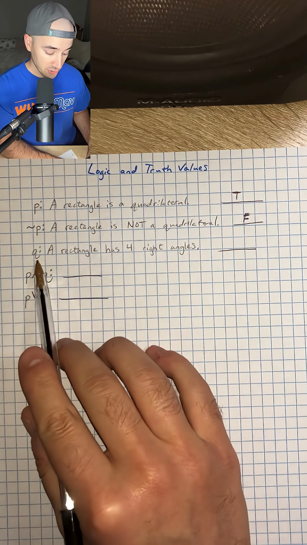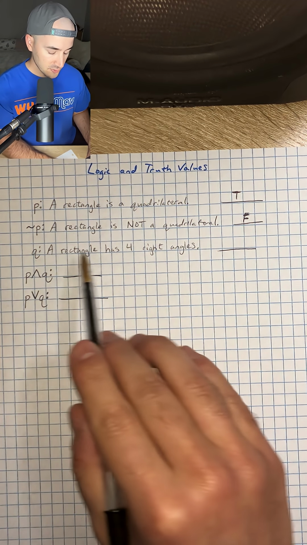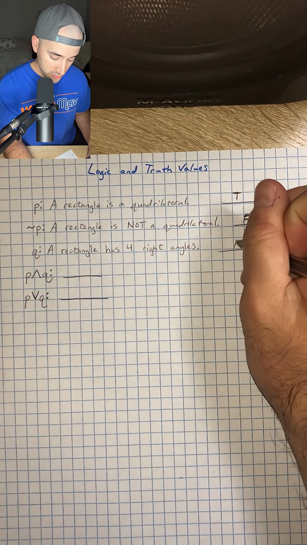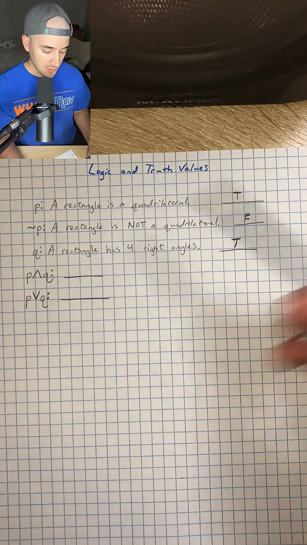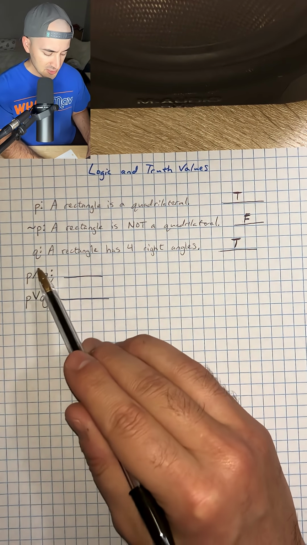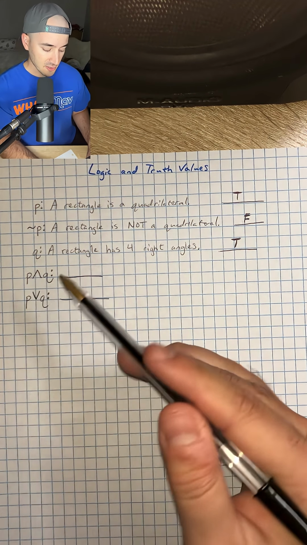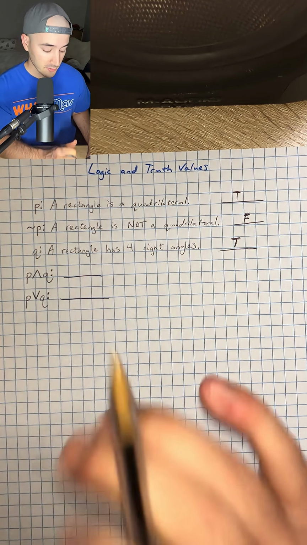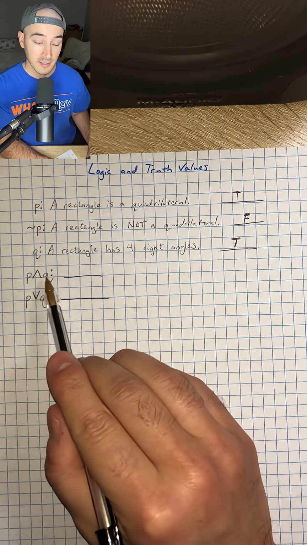Next, we have letter Q, and that says a rectangle has four right angles, and that is also true. So we're going to put a T. And so next we have these two symbols in between P and Q. Okay, this first one that looks like a housetop is called a conjunction. And basically that just means that we're thinking of the word and. Okay, so P and Q.